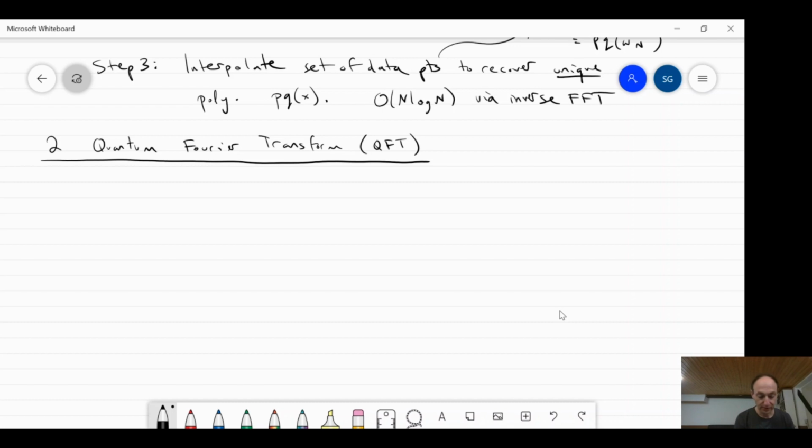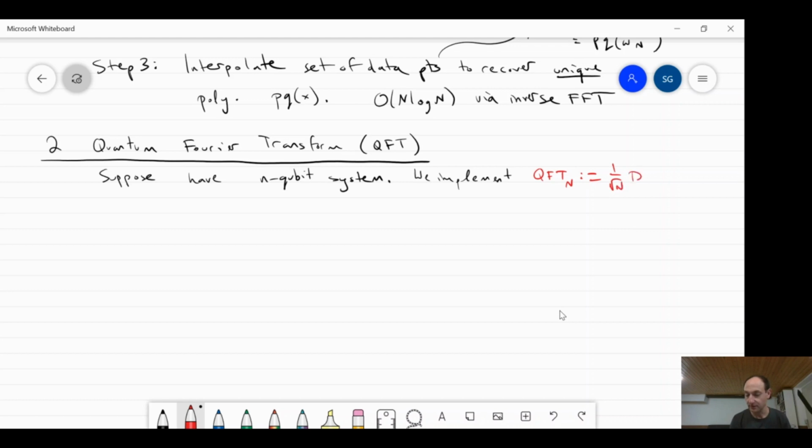Okay, so again, to be clear, suppose we have an n-qubit system. And now we implement, and here let me write this in red to really make this stand out, QFT_n. How am I defining it? 1 over root n times DFT_n, because that was unitary, via 1 and 2 qubit gates. Okay, so that's the name of the game.